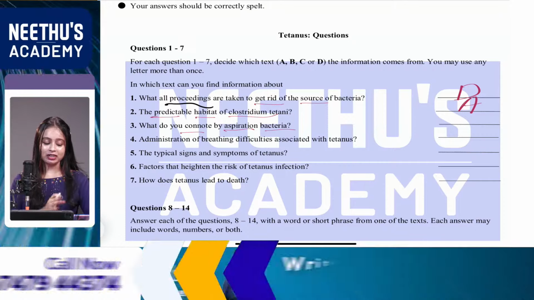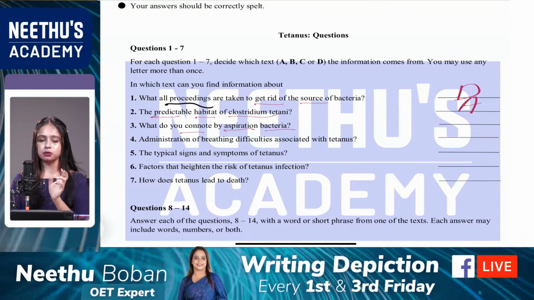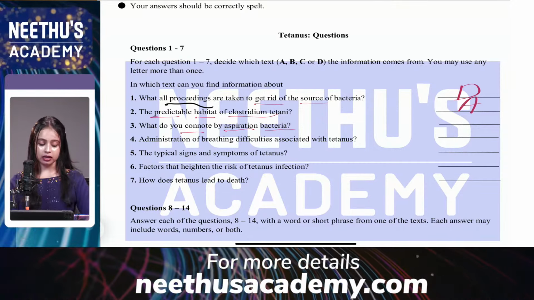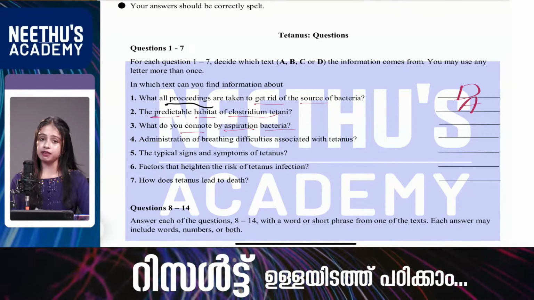Okay, see Megha, it's not "cannot". It is actually a single word. It is "connote", which means meaning. Okay, so it is from text C. Okay, Betty, very good. Your answer is correct.